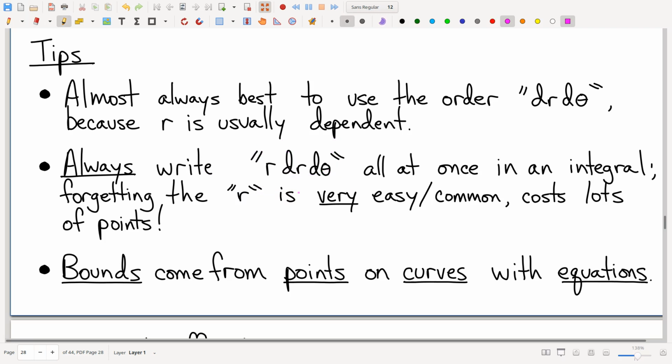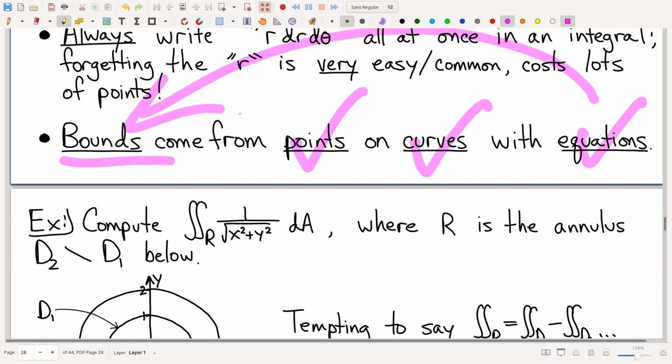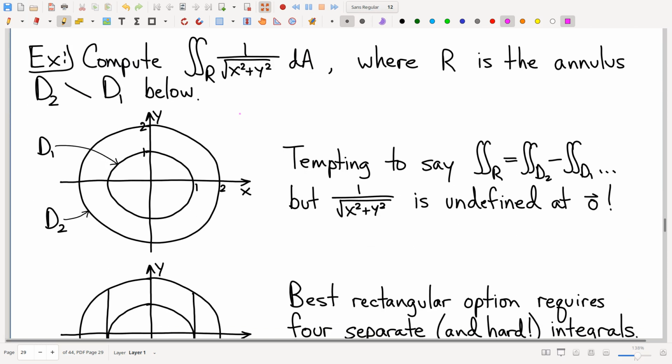Okay. All right, and then lastly, the procedure for finding bounds. They come from understanding certain points which are on certain curves which have certain equations which you solve to find what you need, just like in every other system. Okay, so here's a next example. Here we're going to look at this annulus, which I like to think of as a moat around a castle. I don't know why, I just like that. And let's suppose that's my domain.